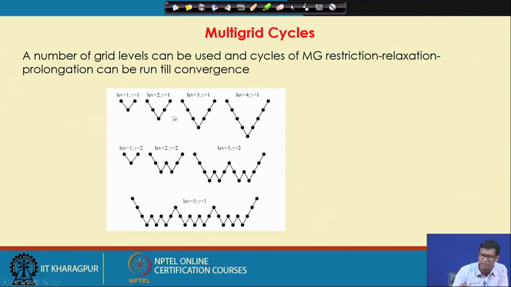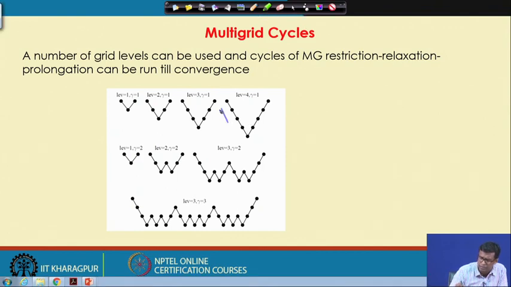There can be multiple levels and multiple grid levels, and there can be different V cycles, but the cycling pattern is the same. You directly go from a fine level to the coarser level, go to the coarsest level, relax the solution here, and this is the restriction operation. So, this will be the restriction, and this will be the prolongation, and this is the relaxation.